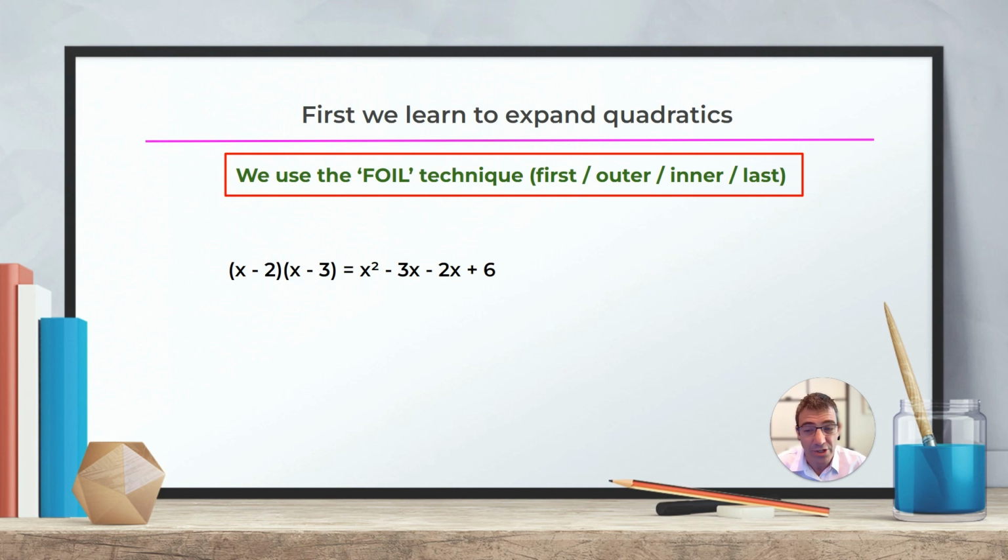Now looking at a situation where we have two negative values, negative 2 and negative 3, we can still use our technique and be confident that we can apply it. X times x is x squared, x times negative 3 is minus 3x, negative 2 times x is negative 2x, and negative 2 times negative 3, so a negative times a negative, be careful, gives you a positive, and 2 times 3 is 6, so this will give you x squared minus 3x minus 2x plus 6.